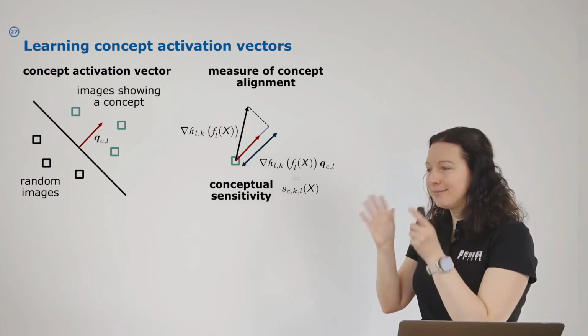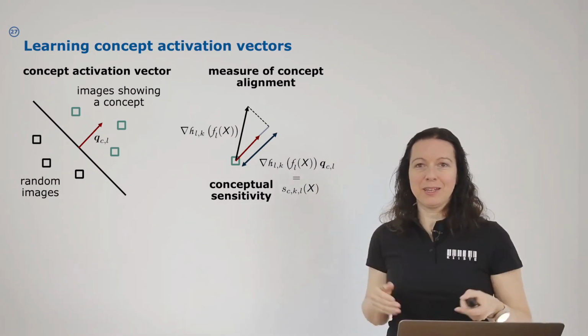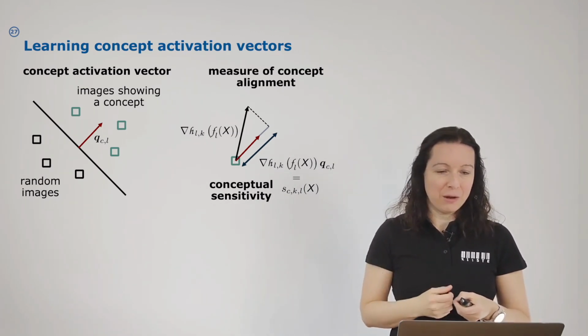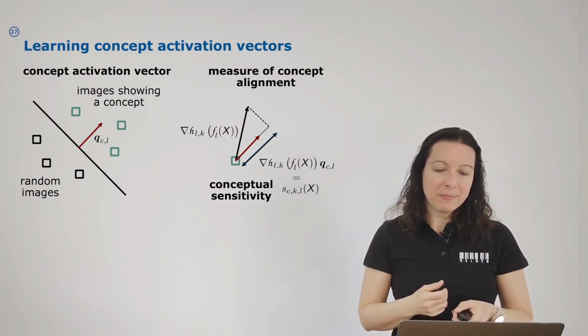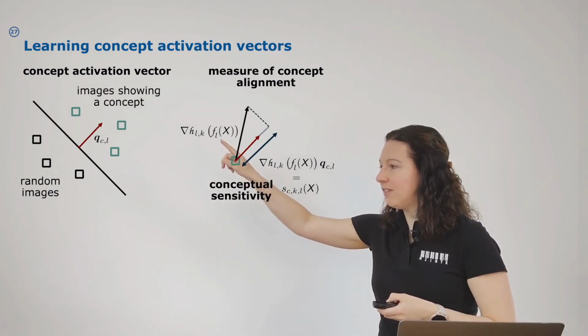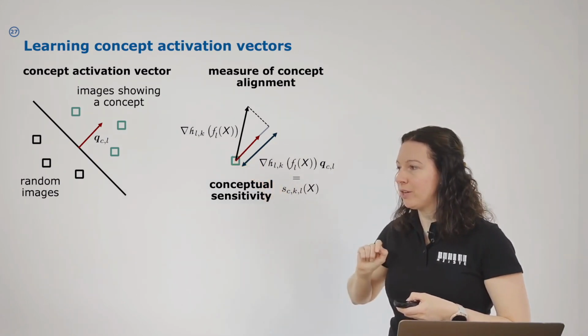But let's go through it step by step, because here we need a little bit of computation and vectors, and to see how they work together. What we have is this FIX, the bottleneck representation of an image X.